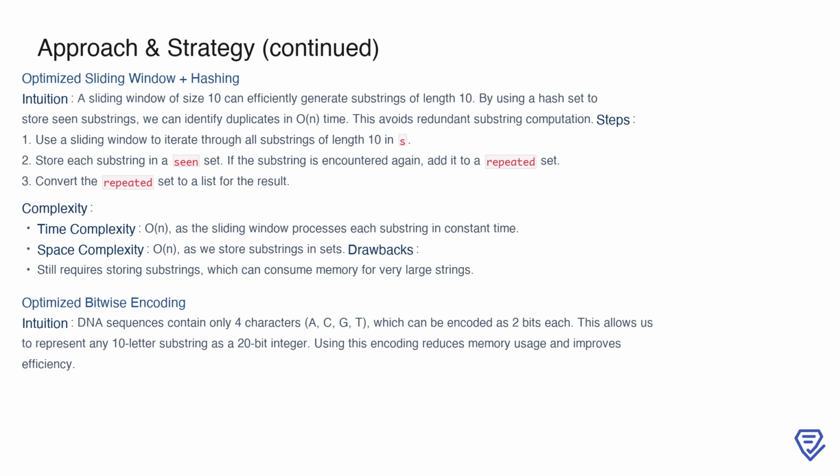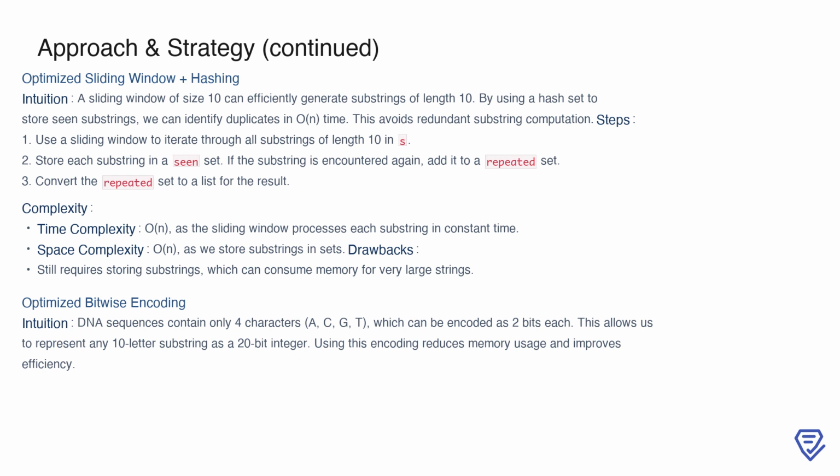This approach significantly reduces time complexity to O(n), as each substring is processed in constant time. However, the space complexity remains O(n), because we still need to store the substrings in sets. While this method is more efficient than brute force, it can still consume considerable memory when dealing with very large strings.